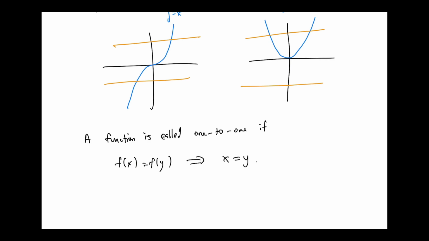If we think about our graphs here, that's not true for y equals x squared. Let's say that this is y equals 4, I'm just making up a number. So f of 2 equals f of minus 2, right? If you square both of them, you get 4. But does 2 equal negative 2?